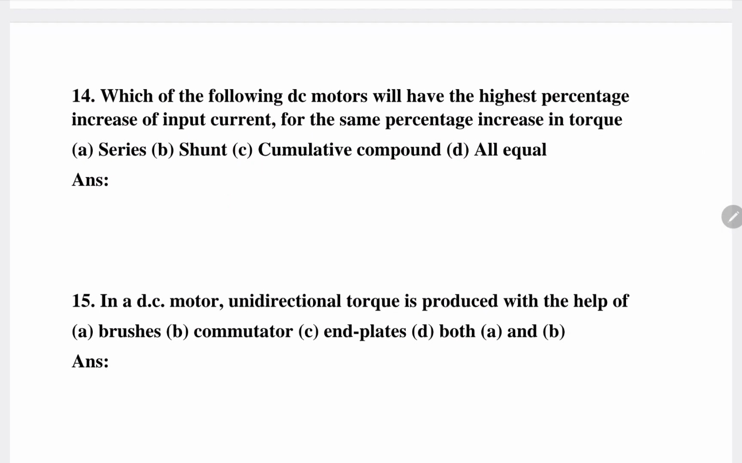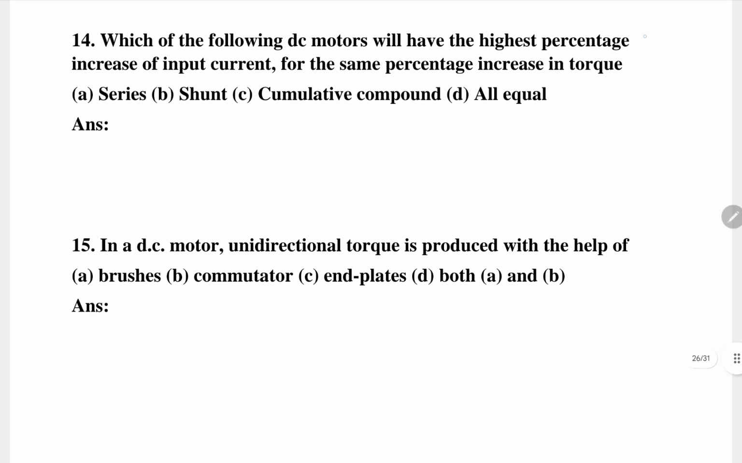Which of the following DC motors will have the highest percentage increase of input current for the same percentage increase in the torque? In case of a shunt motor, we need more current for the increment in the torque. So we have a linear relationship, T proportional to Ia. So answer is B. In a DC motor, unidirectional torque is produced with the help of brushes as well as commutator. Answer is D.